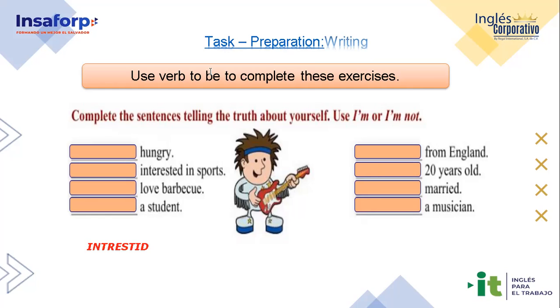Okay, let's see. Gerardo, go ahead. Ahora sí, Gerardo. I am hungry. Faltan dos. You're missing two. I love barbecue. I am not from England. En este caso, no vamos a poner el to be ahí, pero ya tenemos el verbo. Entonces aquí sería, I love barbecue, I don't love barbecue. Le voy a poner ahí las dos opciones.